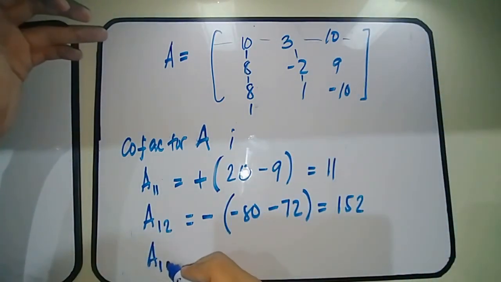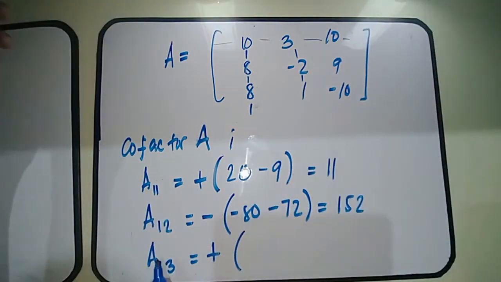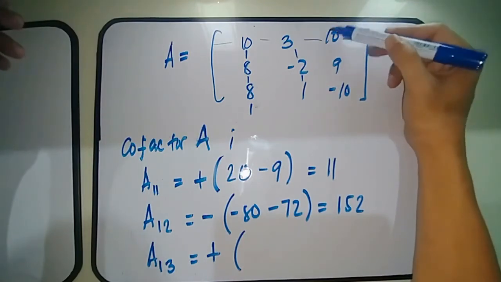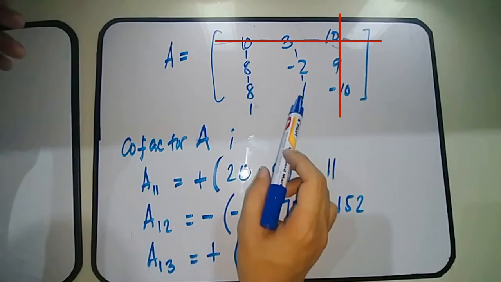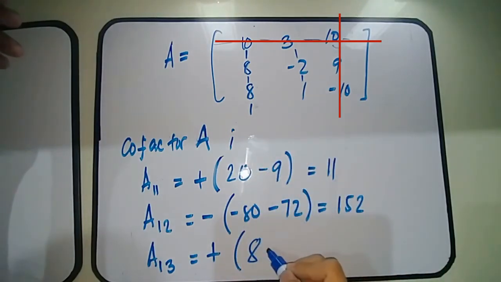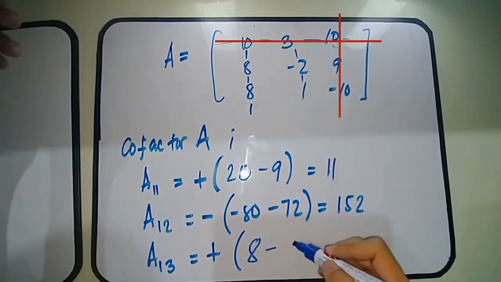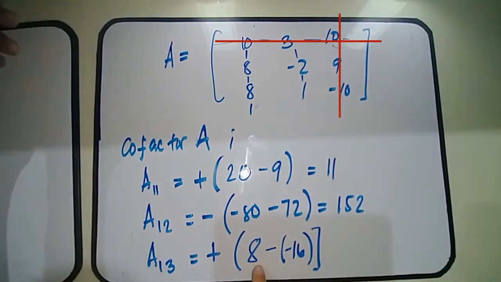First row, third column. So if you cross out this, first row, third column, i-cross out natin to guys. So positive yung sign convention dito. So we have here 8 times 1. So 8. Minus, so 8 times negative 2. So this is negative 16. So you have here 8 plus 16. So 24. So this is positive 24.